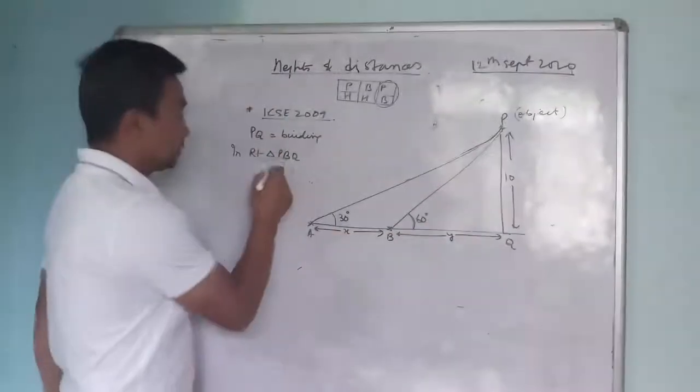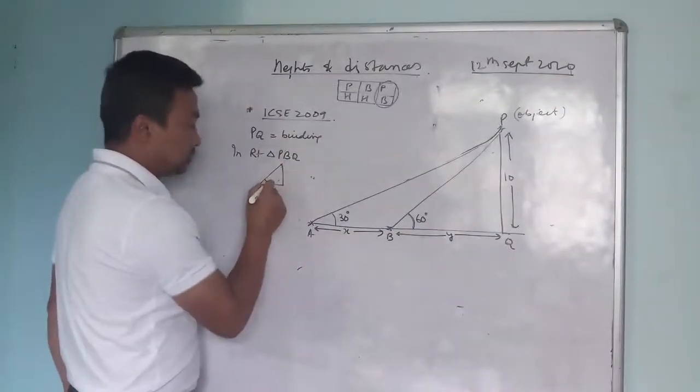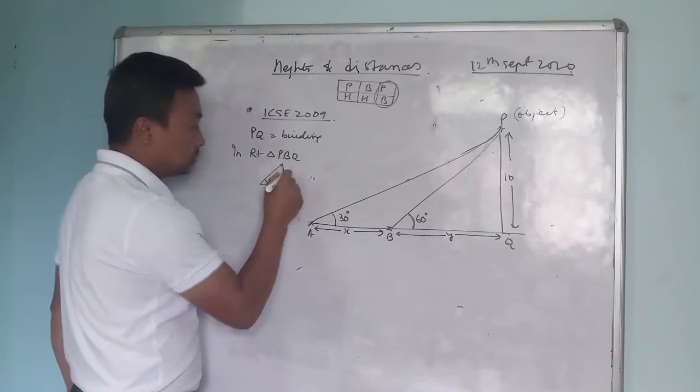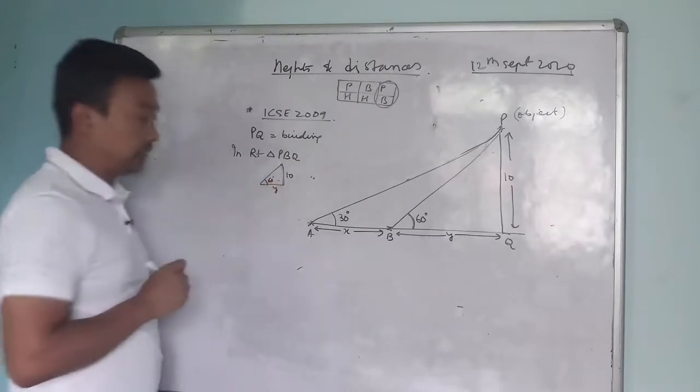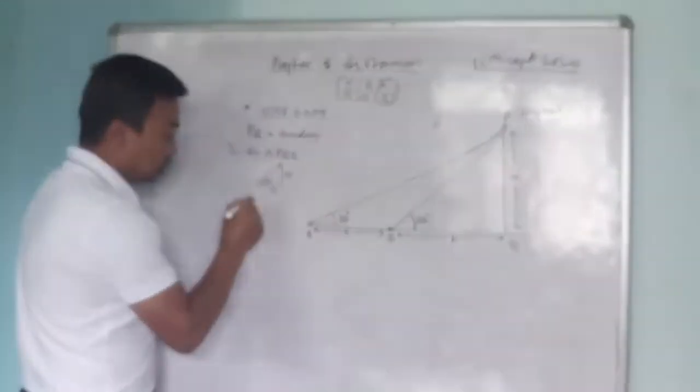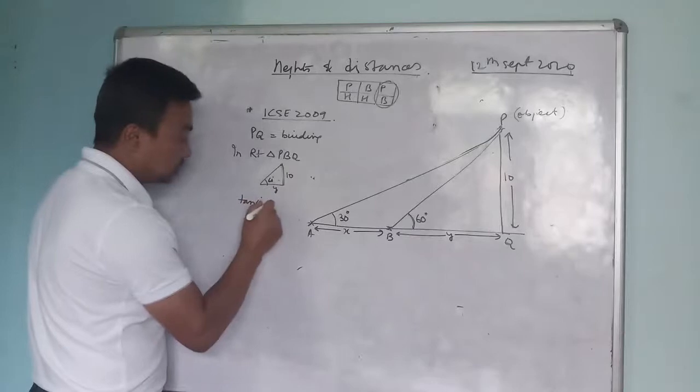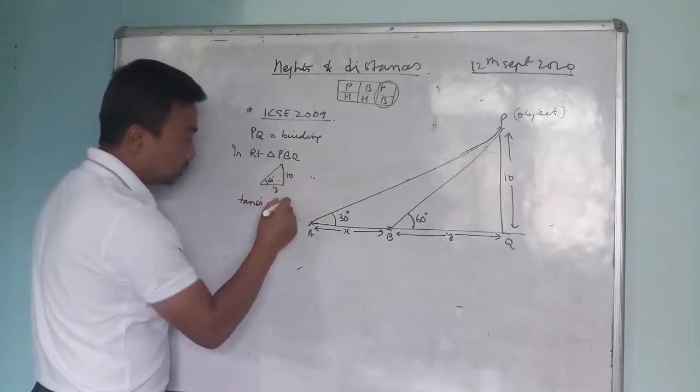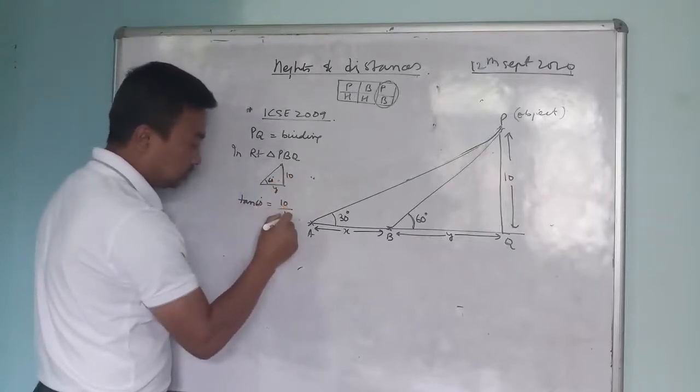This is the right angle triangle. I can draw this roughly. Theta is 60 degrees, the perpendicular is 10, the base is y. So use this tan 60 degree, theta is 60. What is the perpendicular? 10. What is the base? y.